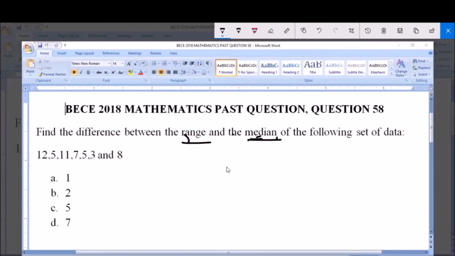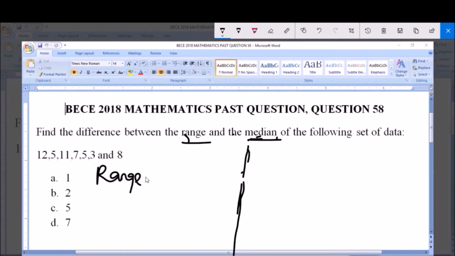Difference between the range and the median. So we are required to find the median first of the range and also the median, and then find the difference between the range and the median, that is to subtract the median from the range.